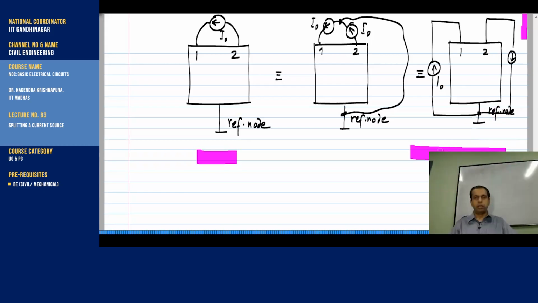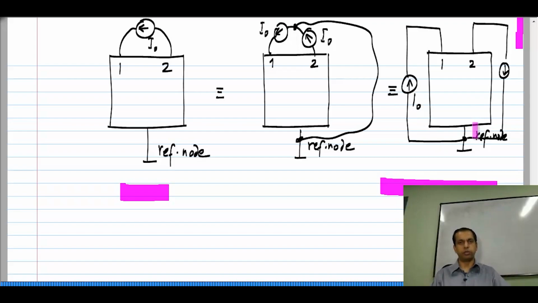Now, it turns out that in many cases, it is easier to analyze circuits when the source is connected to the reference node. Now, we won't be able to appreciate it without any examples, but just take it from me that many times it is easier to analyze circuits like this. So, that is why this business of splitting the current source is helpful.